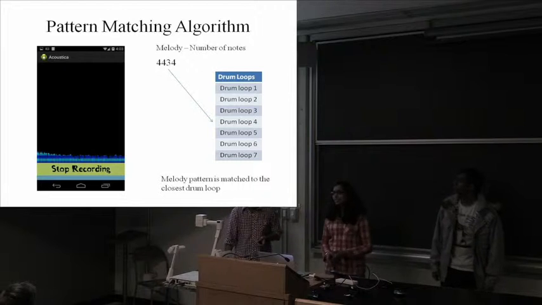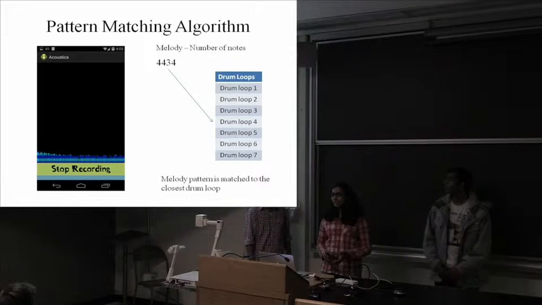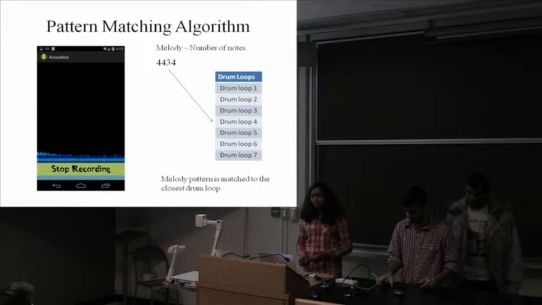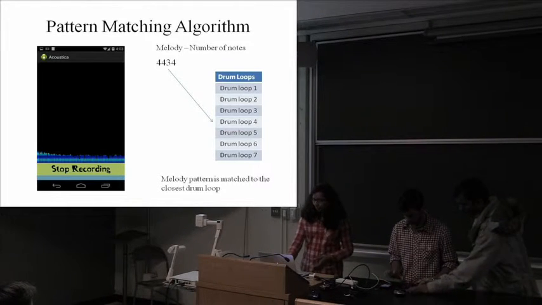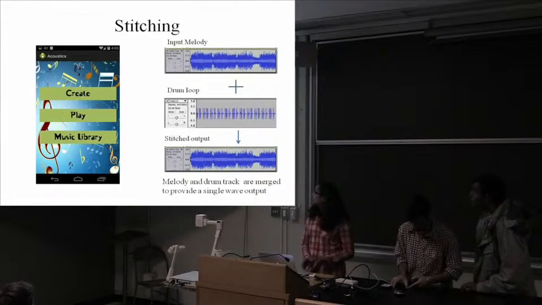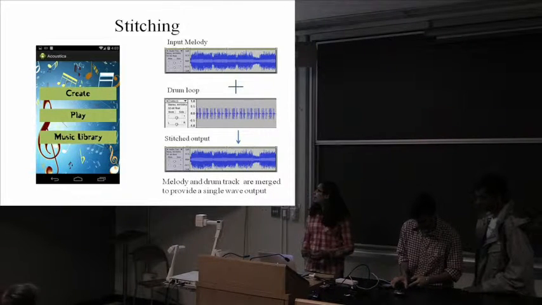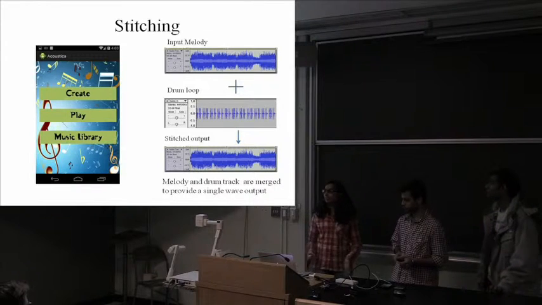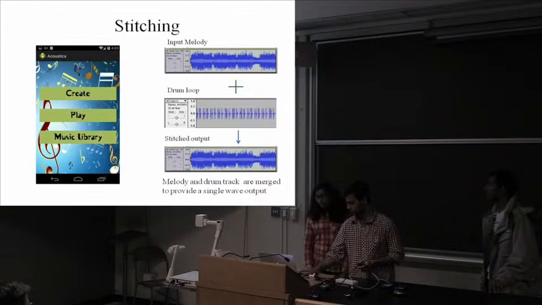In the next stage, we take the pattern from the previous stage and map it with one of the drum loops that we provide with the app. And in the next stitching stage, we take the drum loop that we mapped and the input melody, put them together and give the output as composed music to the user.